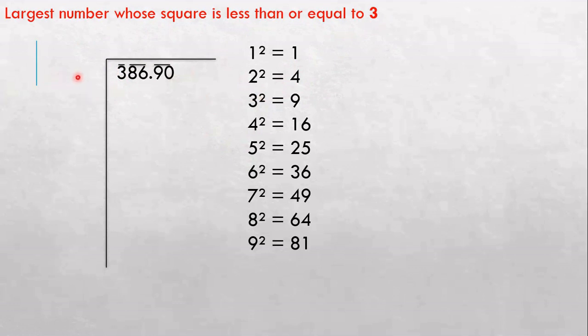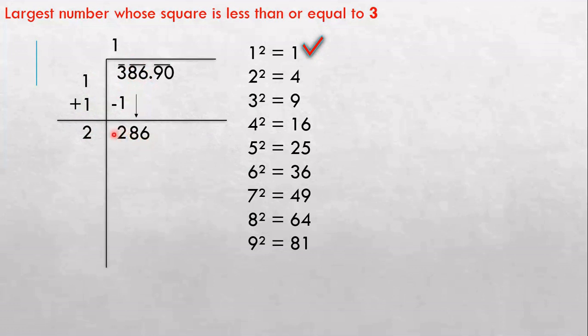So we have 1, and we write plus 1 over here and minus 1 over here because 1 times 1 is 1. And 1 plus 1 will give us 2. 3 minus 1 will give us 2. Now we will take this 86 as a pair down. So this becomes 286.